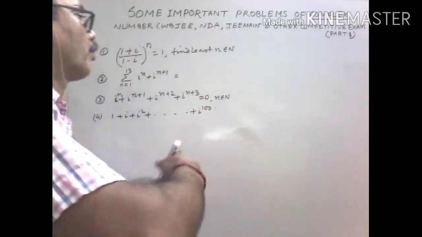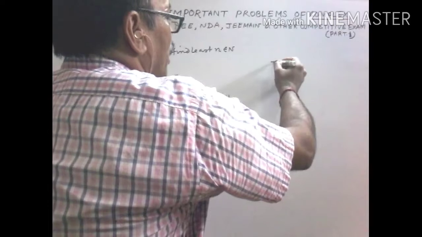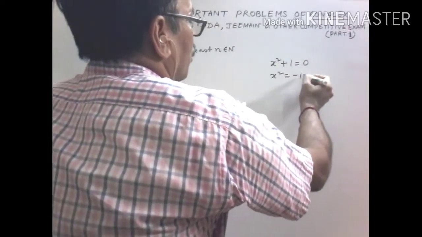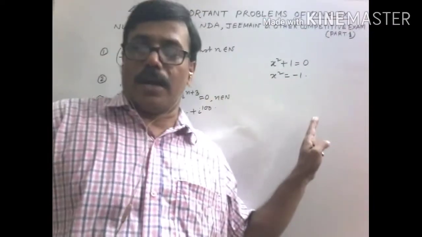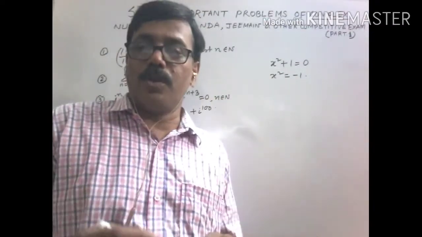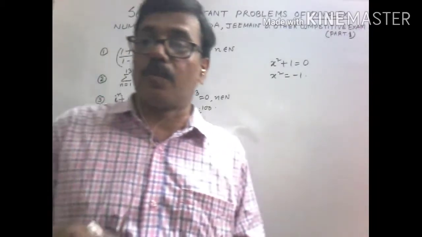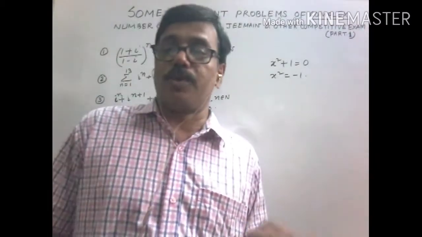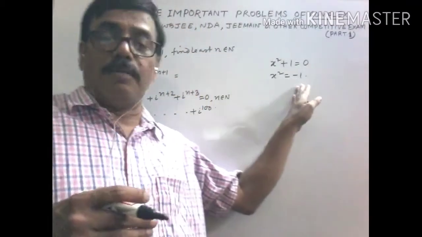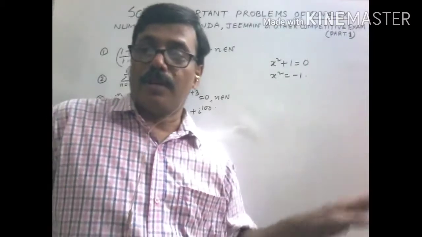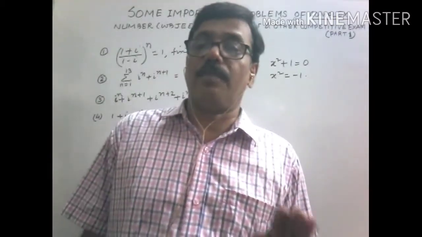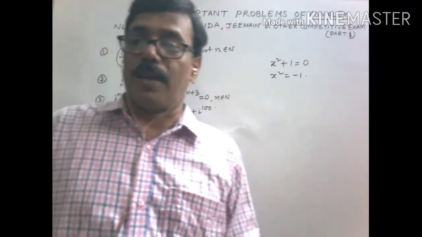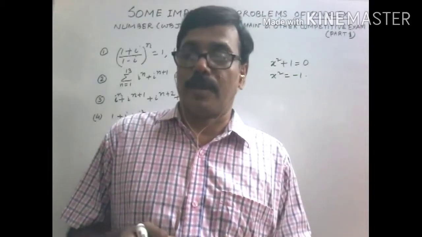For example, look: x square plus 1 equals 0. So x square equals minus 1. Here the square of a number is negative, but we know the square of a number is always positive. This is for real numbers. So the square of a real number is always positive, but here it is negative. Therefore the real number system cannot solve this type of problem. To solve it, we need the idea of complex number.